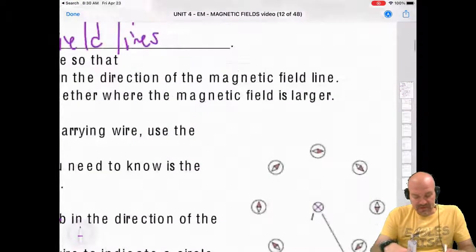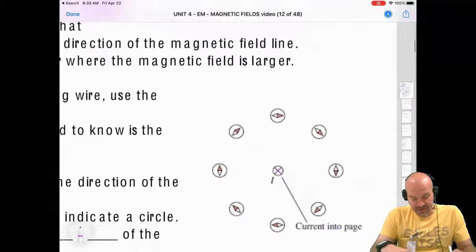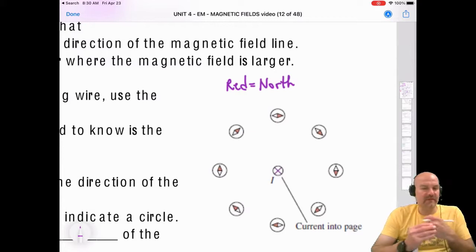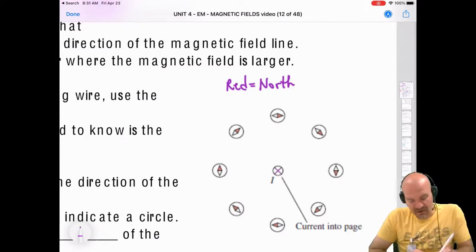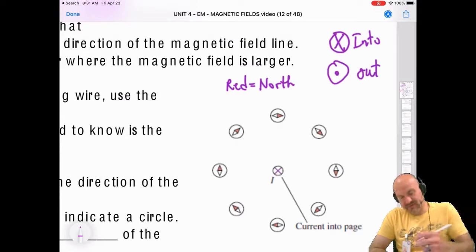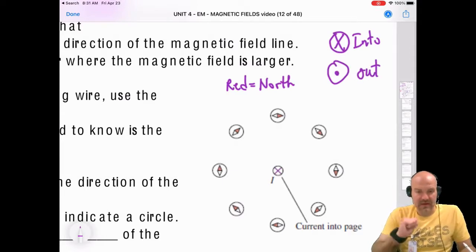Okay, if we look at this little diagram here, the red indicates north. And you can see how this works. Your magnetic field line is always going to point in the direction of north, right? That's the direction it's going to go. So if I have a current carrying wire, remember the X means into, the dot means out. Here we have current going into the page.